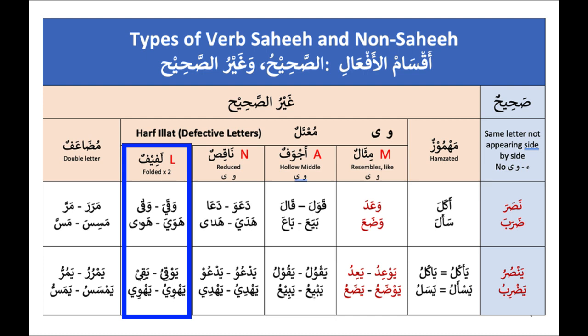So lafifun mafruq is far from each other. That's why that is called lafifun mafruq. And where the two harfi illat are next to each other, close to each other, that is called lafifun makrun. For example, we have got waqayya. You got waw in the beginning, then ya at the end. That is lafifun mafruq. And the other type is hawayya. Waw and ya are close to each other, so that is called lafifun makrun.